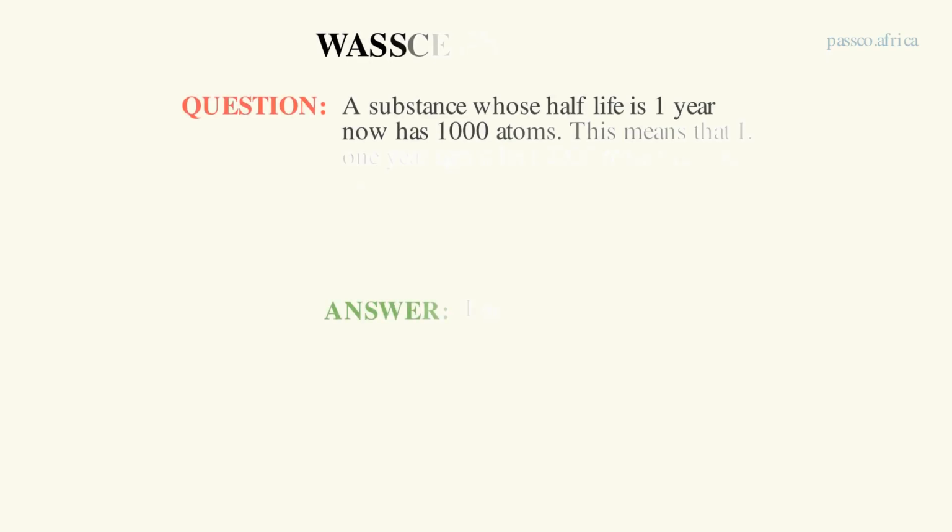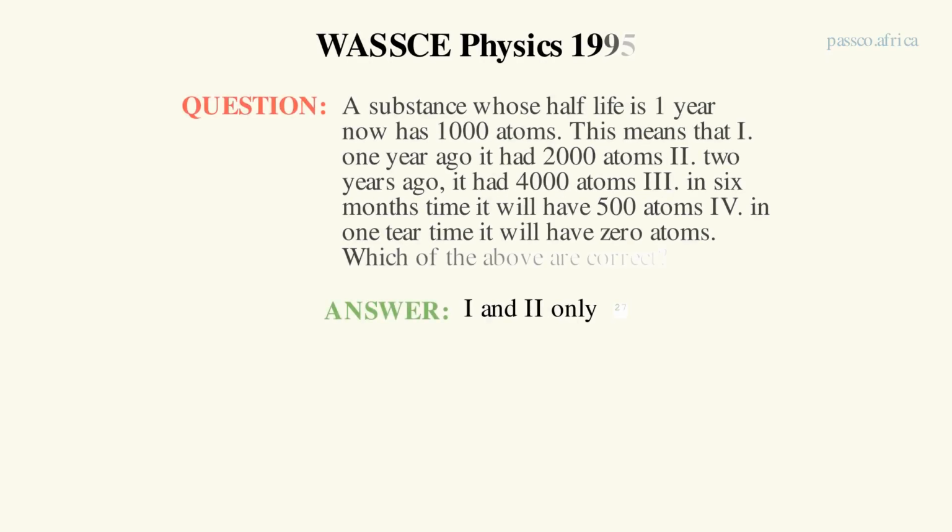Welcome to Passco Africa. Here is the question. A substance whose half-life is 1 year now has 1,000 atoms. This means that: 1. One year ago it had 2,000 atoms. 2. Two years ago, it had 4,000 atoms. 3. In 6 months' time it will have 500 atoms. 4. In 1 year's time it will have 0 atoms. Which of the above are correct? Now, try it yourself.